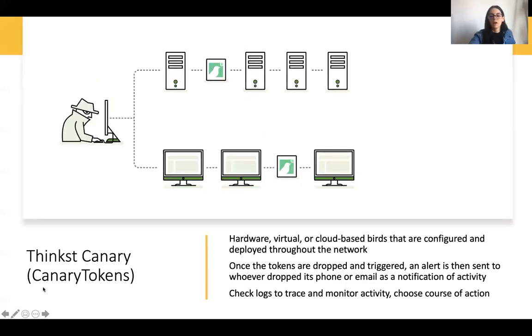So this summer, a tool that I personally had experience with and learned more about each day is called Thinkst Canary, and they're known as Canary Tokens. Canary Tokens are hardware, virtual, or cloud-based birds that are configured and deployed throughout the network. Once these tokens are dropped and triggered, an alert is then sent to whoever's in charge of the token as an email or phone notification of activity.